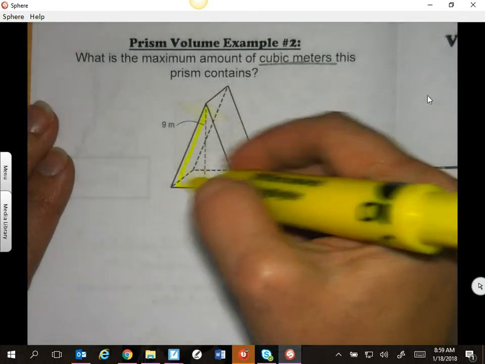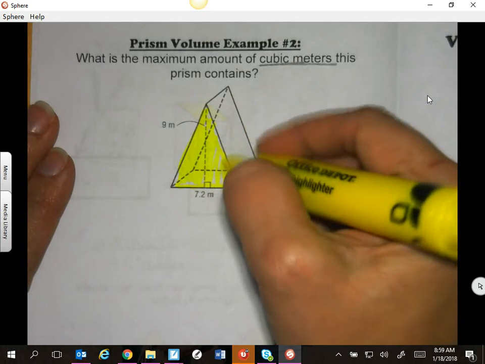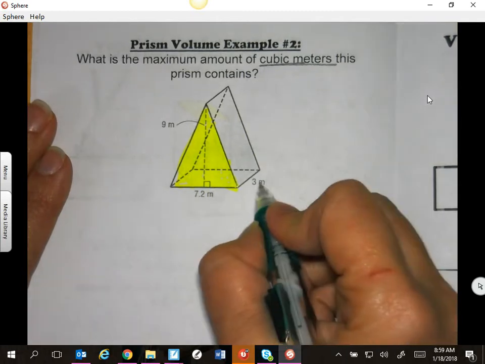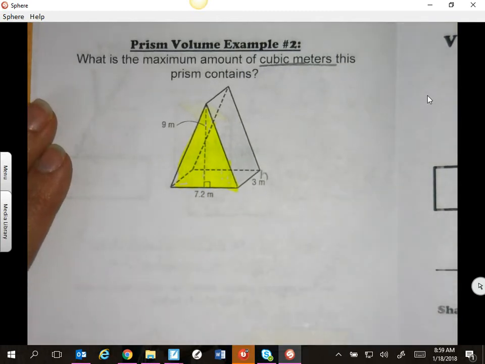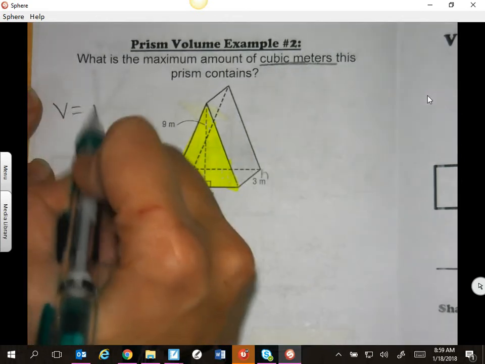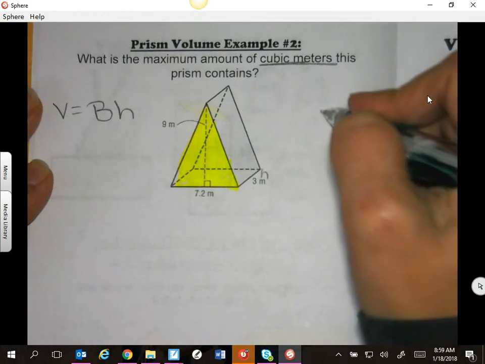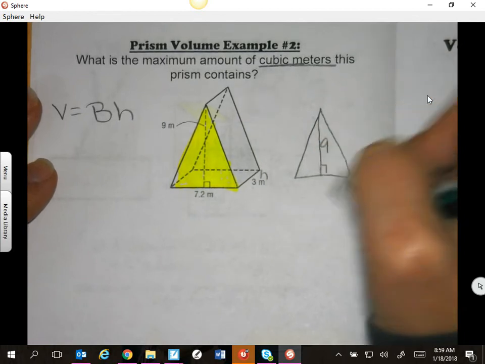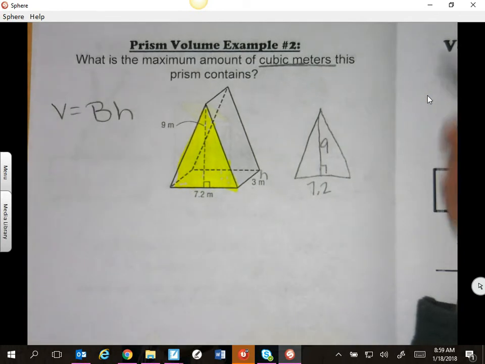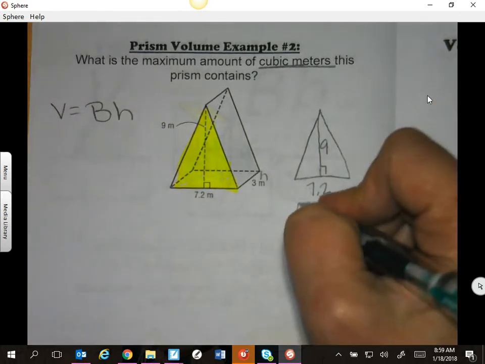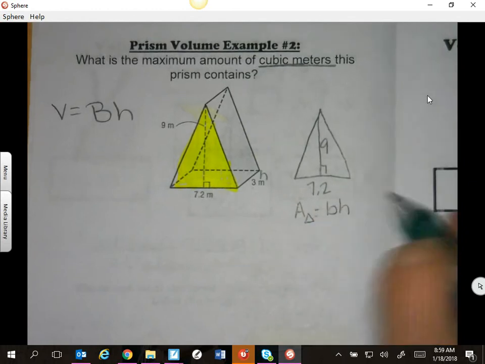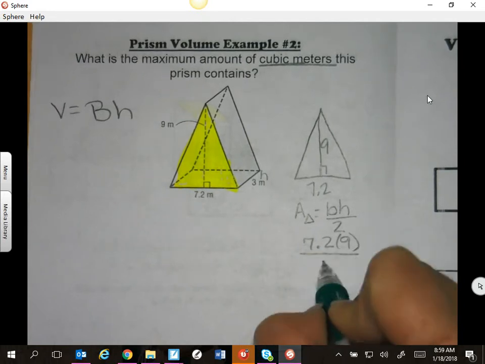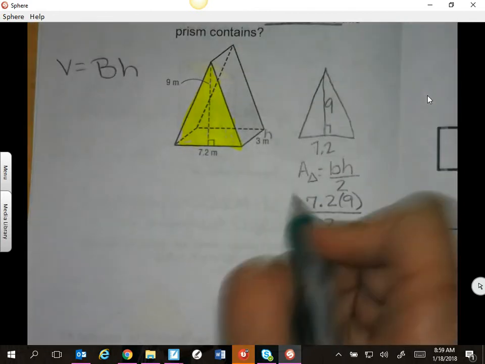You can see the triangle bases. Now, again, because it is a triangle, I'm only going to shade that front one. This 3, which is out here all by itself, that is the height of the prism itself. So again, V equals big B H. I'm going to draw my base shape here. This 9 is the height of the base shape. 7.2 is the base. We know area of a triangle is base times height divided by 2. So I've got 7.2 times 9. Don't forget divide by 2.